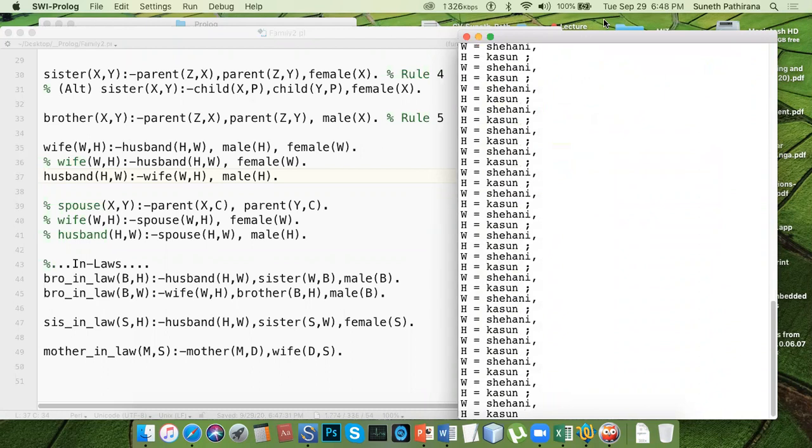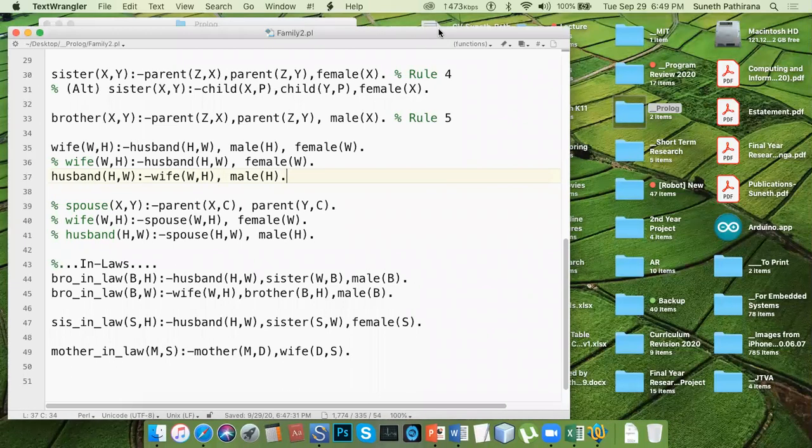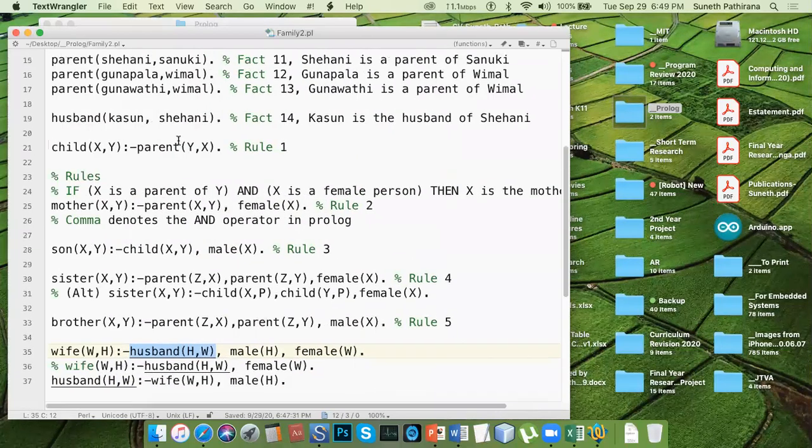It seems we have been trapped in a loop. It's recursive because Prolog uses recursion. So we have been trapped in a never-ending loop. How can we rectify this? How can we resolve this issue? Where is this coming from? Here, husband, and we have husband. This is how the recursion occurs.